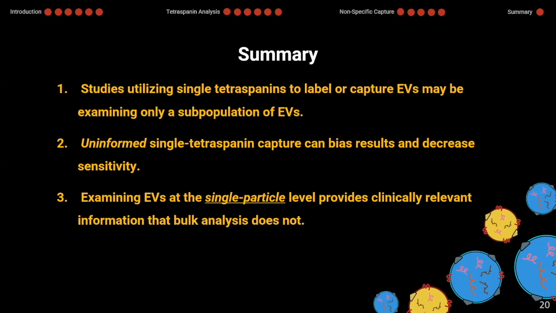Second, uninformed single tetraspanin capture can bias results and decrease sensitivity. As we showed here, which tetraspanin we chose to capture by affected how many of these ovarian cancer containing EVs we could identify. So this means that if we chose one at random, we could have chosen one that had lower multiplexing or a lower amount of these multiplexed ovarian cancer biomarkers, and thus decreased our sensitivity to it, when our entire goal is having the highest sensitivity we can to these different markers.